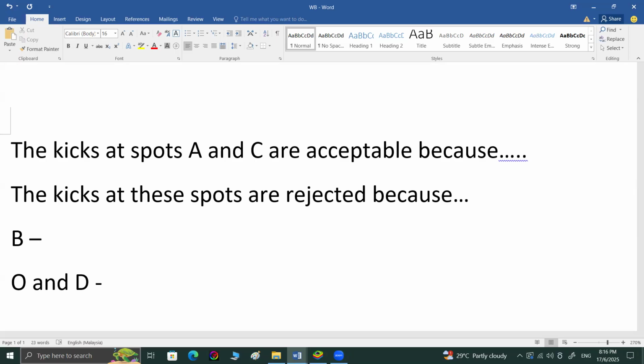Okay, now to explain. That's why I say A and C are acceptable because they are on the circumference. They are on the circumference. The kicks at these spots are rejected because, okay, we said B because of what? It is outside the circle. O then D, it is inside the circle. Okay, now you know how to explain already?